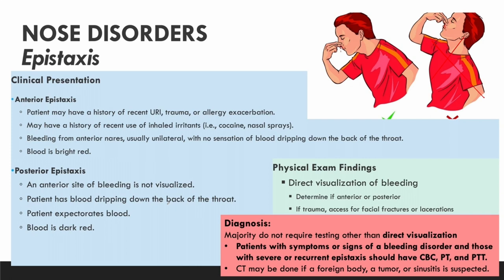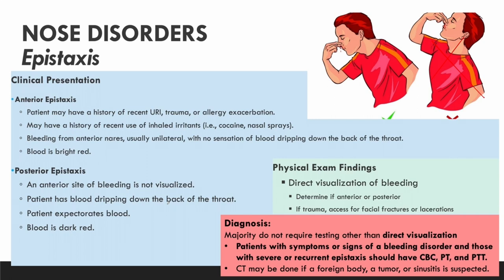If it's pretty significant bleeding, you might consider that there could be some sort of bleeding disorder, especially if there's recurrent epistaxis. So with those patients, you can consider getting a platelet count and a PT-PTT, just looking for any hemophilia or anything like that. Any reason why they would keep bleeding.